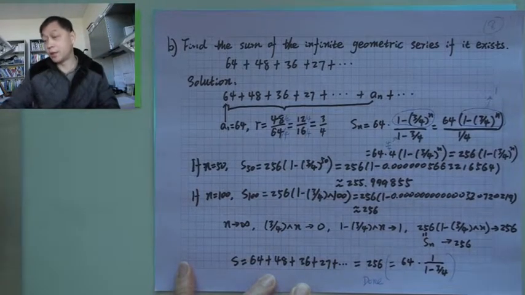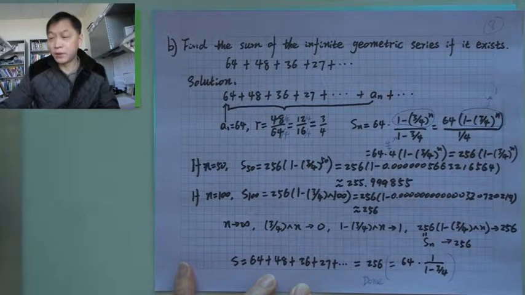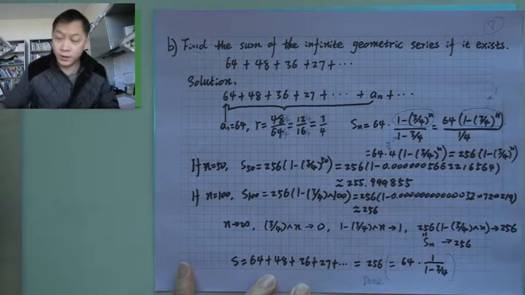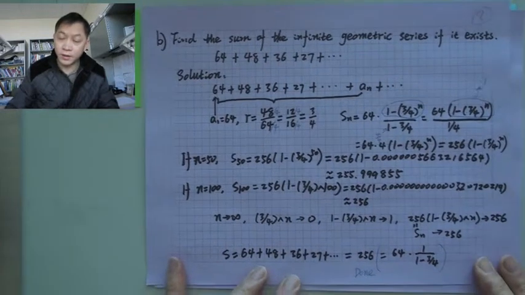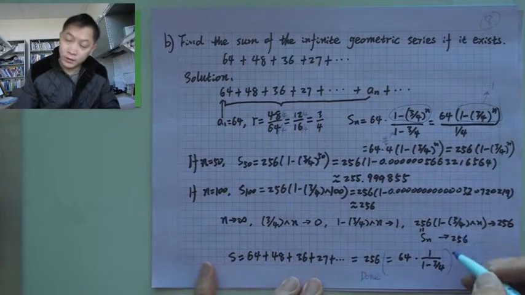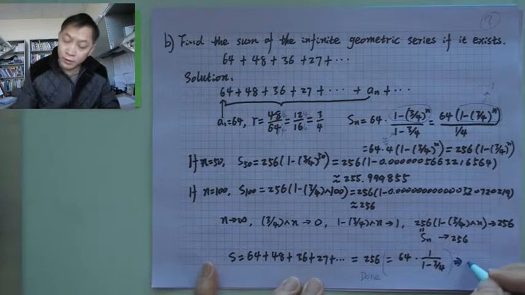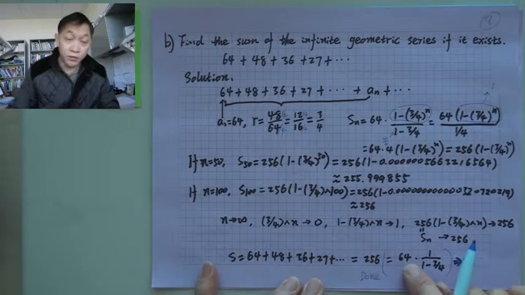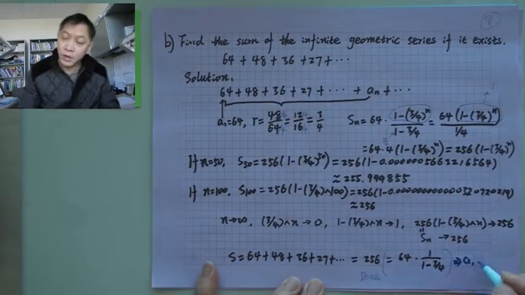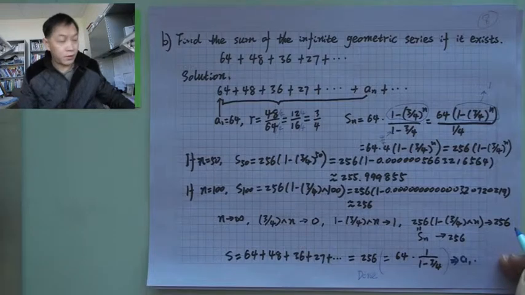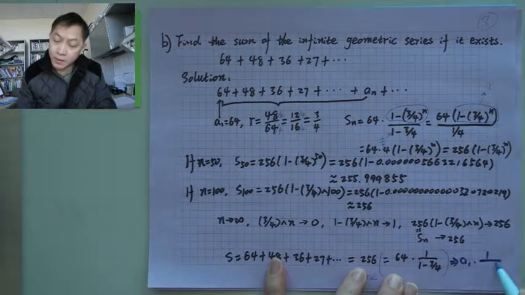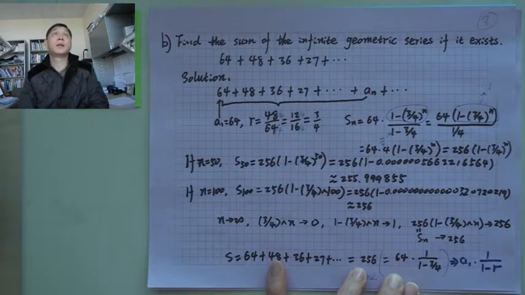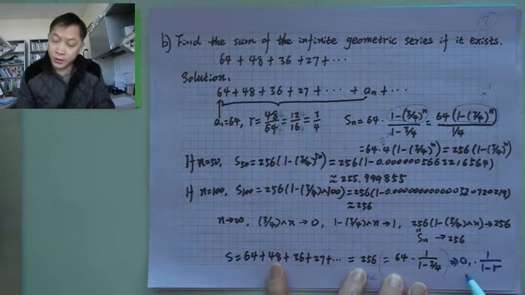This is a general formula. What's the general formula we get from here? The general formula from here, you can see that would be A1, because 64 is the first term, times 1 over 1 minus r. Okay? And that's S. That's our S.